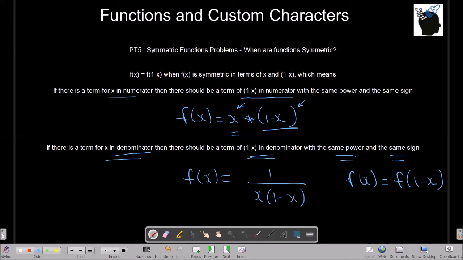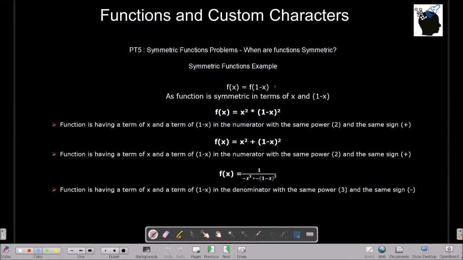Let's take some examples to understand this. So let's talk about some of the symmetric functions. The first one, f of x is equal to x square multiplied by 1 minus x whole square. Here I have a term of x in the numerator and also 1 minus x in the numerator with the same sign, which is positive, and the same power. That means this function is symmetric in terms of x and 1 minus x, and f of x will be equal to f of 1 minus x.